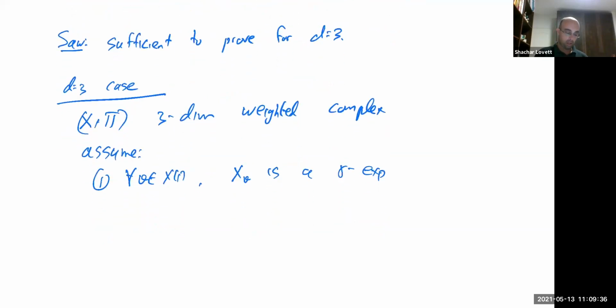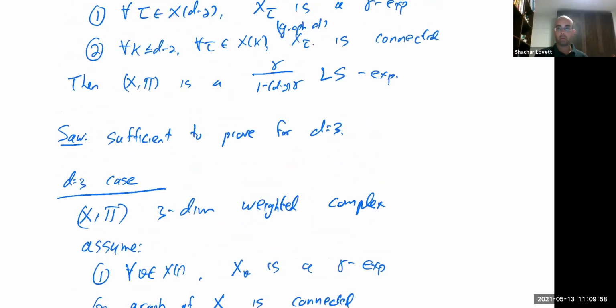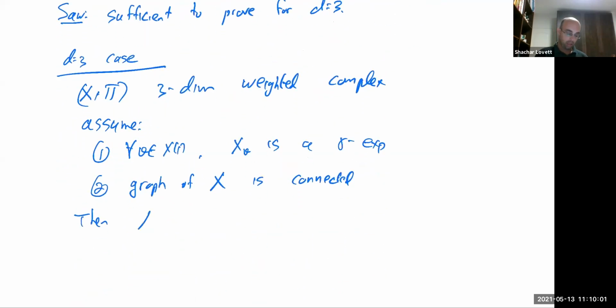So that's one thing. And the second thing is that x, the underlying graph, the graph of x, just nodes and edges, ignoring triangles, is connected. And the conclusion would be basically the theorem for d equal to 3. So the conclusion would be that x is a gamma over 1 minus gamma expander, so a local spectral expander. But what this really means is that the underlying graph of x is such an expander.